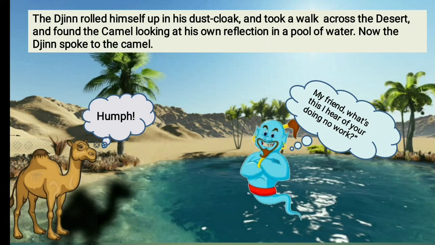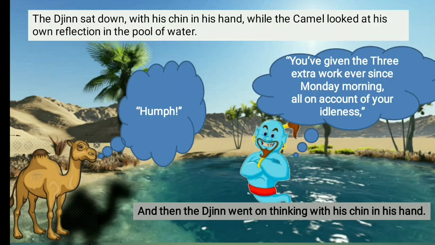The jinn rolled himself up in the dust cloak and took a walk across the desert and found the camel looking at his own reflection in a pool of water. Now the jinn spoke to the camel. "My friend, what's this I hear of your doing no work?" The jinn sat down with his chin in his hand while the camel looked at his own reflection in the pool of water. "You have given the three extra work ever since Monday morning, all on account of your idleness."